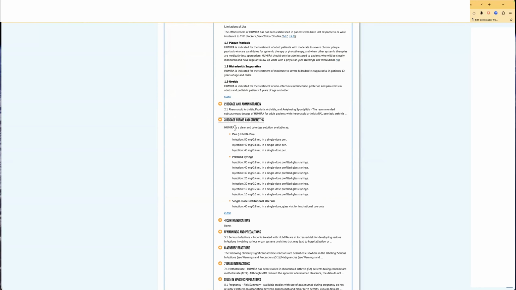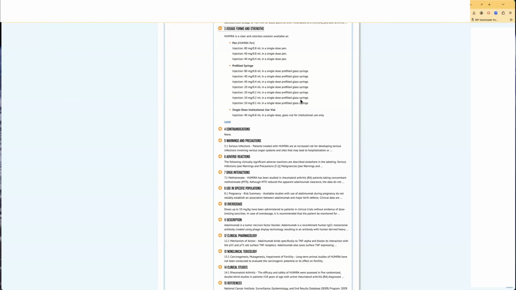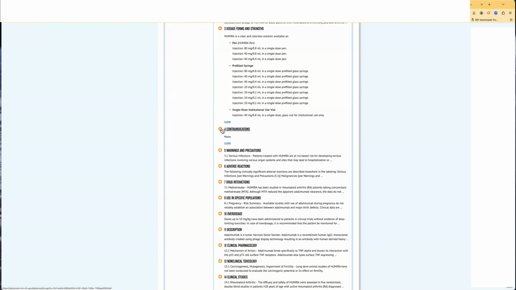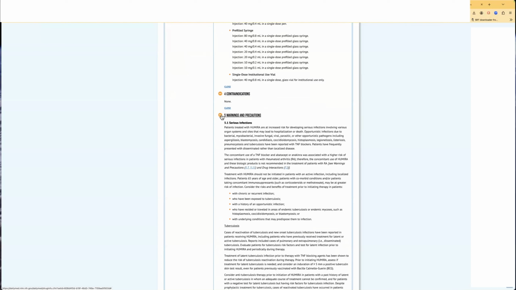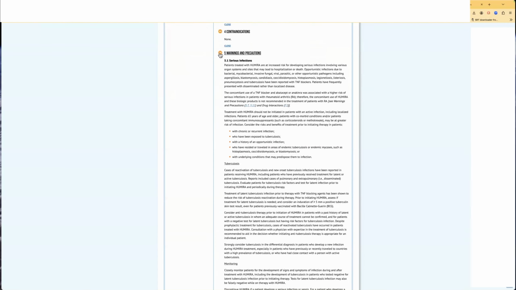Here we can see that we have the pen and the pre-filled syringe. These are both a medical device combined with a drug. And then here we have a single-dose injection. This is just by injection, so this one doesn't have a medical device associated with this product. Then related to the contraindications, we have nothing so far, of course. And we have, again, warnings and precautions. As you see, we have much more in-depth information related to the use of this drug.